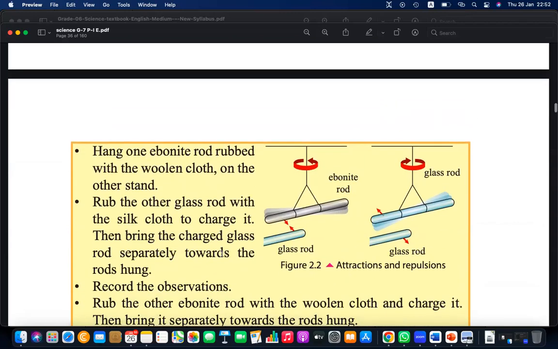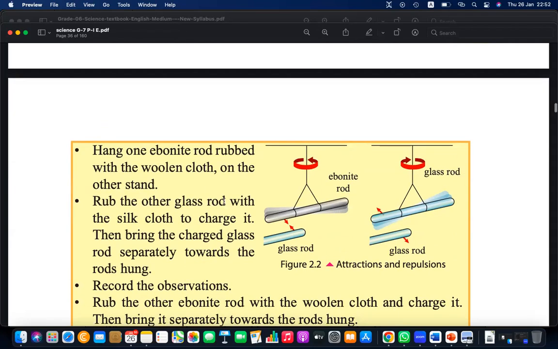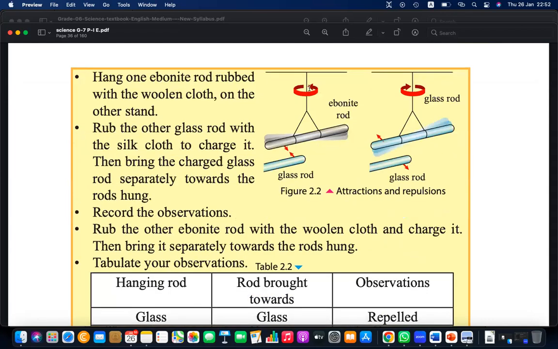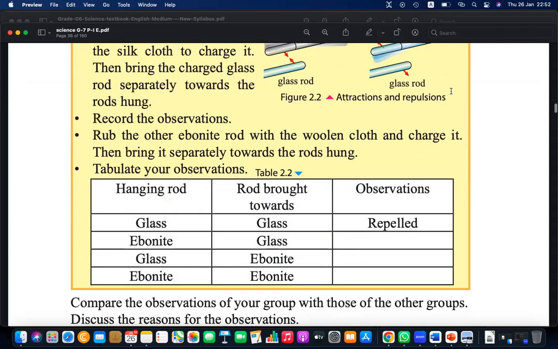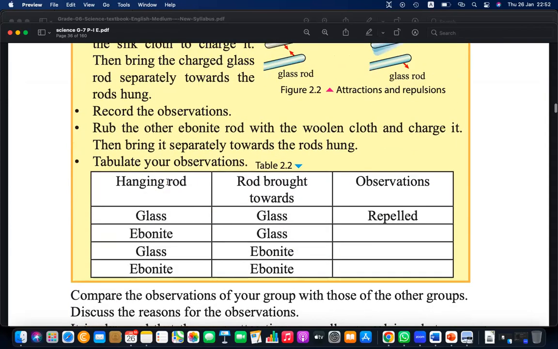Then the other glass rod also you need to rub with the silk, and the other ebonite rod with the woolen one. Then you have to have one ebonite rod and one glass rod also. Then you have to try. The hanging rod is glass. When the other glass rod, so there are 2, the other glass rod you have to keep closer to this, brought towards it. Then you can see it's repelled.